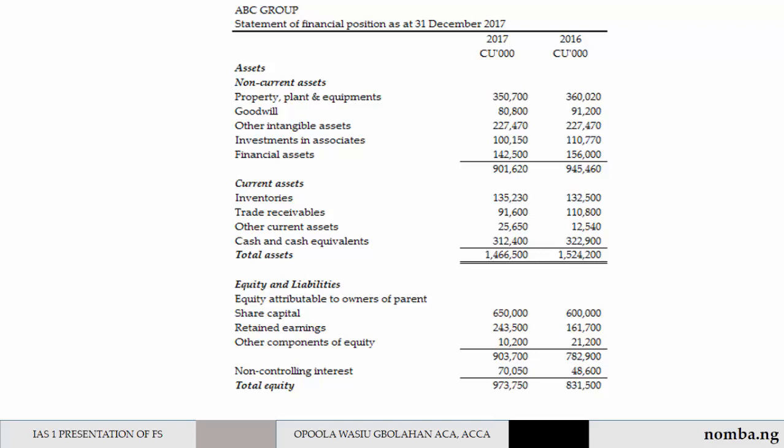And remember, an entity can only present its assets in a current, non-current classification if it supplies goods or services within a clearly identifiable operating cycle. Otherwise, it has to present its assets in decreasing or increasing order of liquidity.